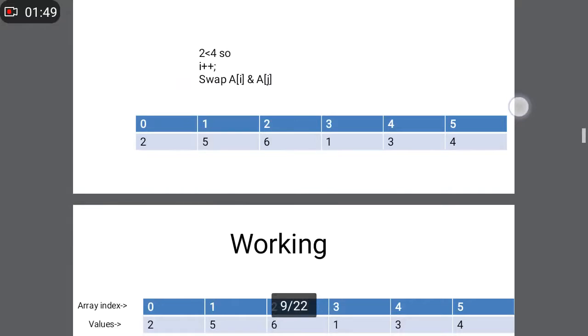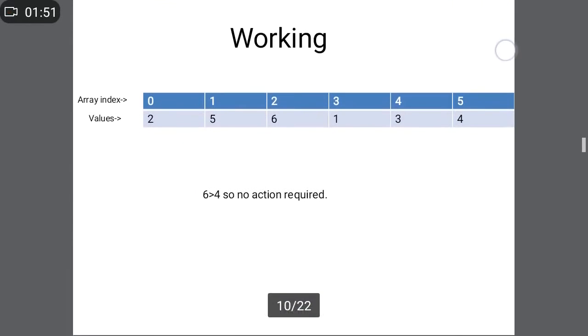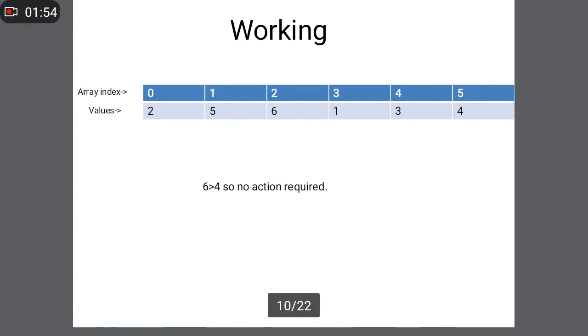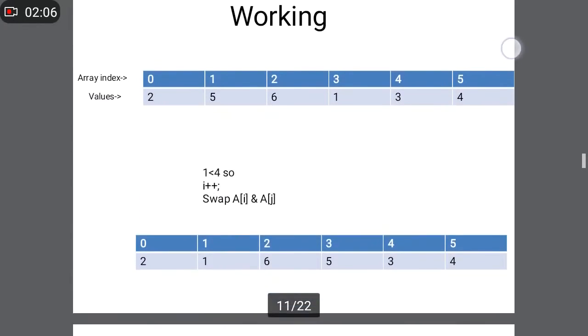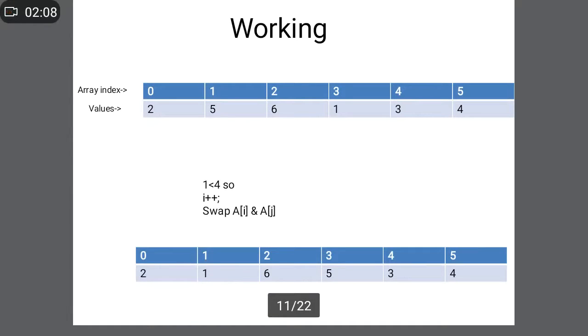Now our j was 1, our j becomes 2, the value at 2 is 6, and 6 gets compared with our pivot, which is 4. So 6 is greater than 4, so there is no action required in this step. So j increases to 3. Now the value at 3 is 1. 1 gets compared with 4. So 1 is lesser than 4.